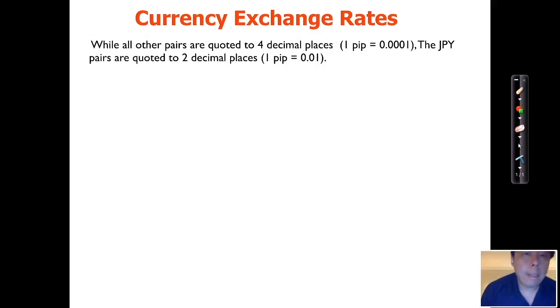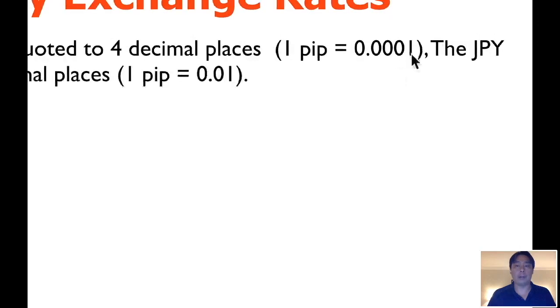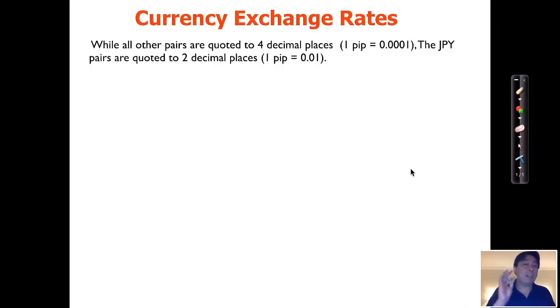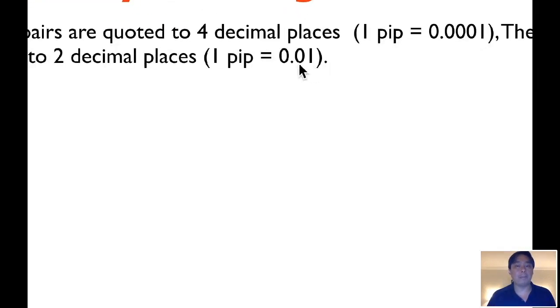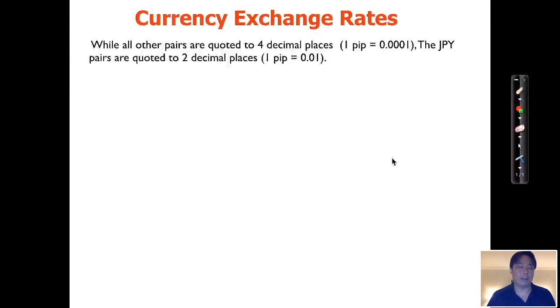Okay. Now, understand that all currency pairs, except the ones with Japanese yen in them, are always quoted to 4 decimal places. So 1 pip is 0.0001. That's 1 pip, which I mentioned earlier on. But anytime you've got a Japanese yen in the pair, like dollar yen or pound yen, anything with a yen, the pairs are always quoted to 2 decimal places. So whenever you have a yen, 1 pip is the second decimal place, for any of the yen pairs.